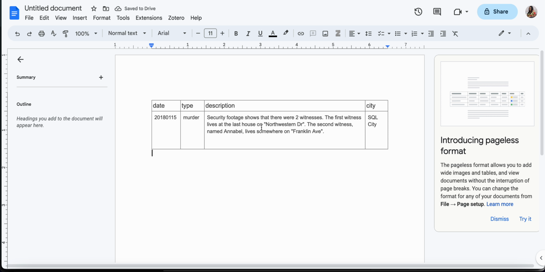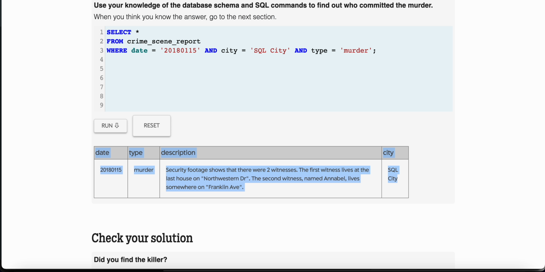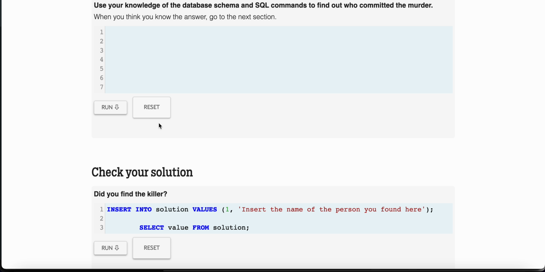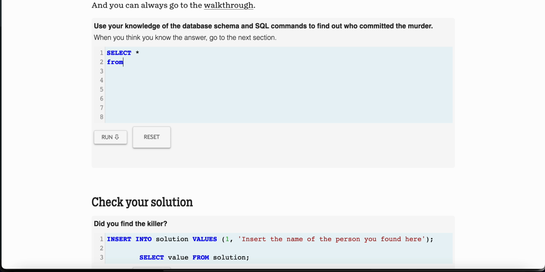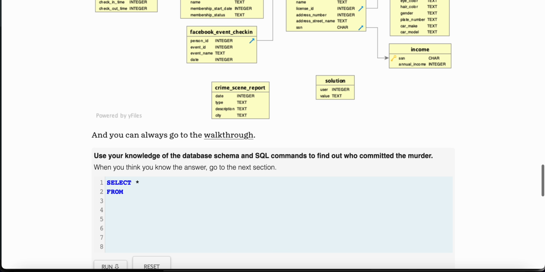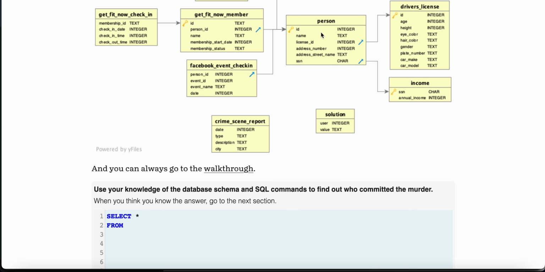So all right, our results found out that the first witness lives in the last house on Northwestern, and the second witness named Annabelle lives. Great. So we go back and we reset. How do we do that? Select statement from, we go to the schema table.